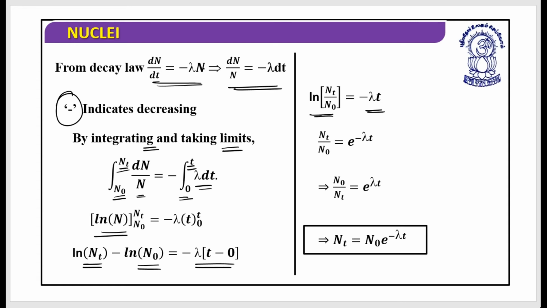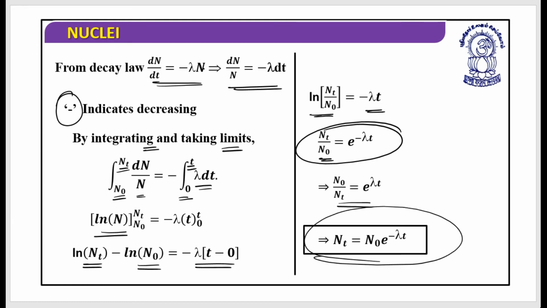So this can be written as nt by n naught equals e to the power minus lambda t, or nt equals n naught into e to the power minus lambda t. Yes, the number of nuclei present at any point of time is equal to the initial number of nuclei present in the sample multiplied by e to the power minus lambda, the decay constant, multiplied by time t.